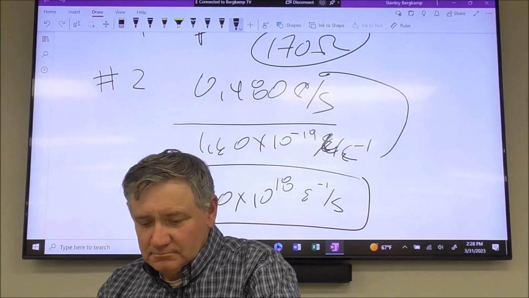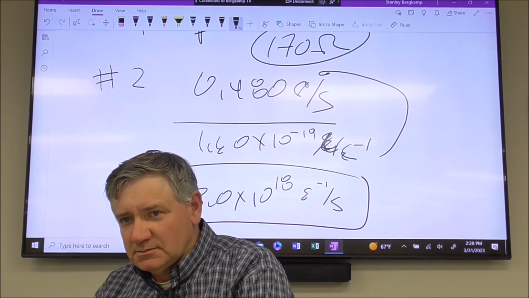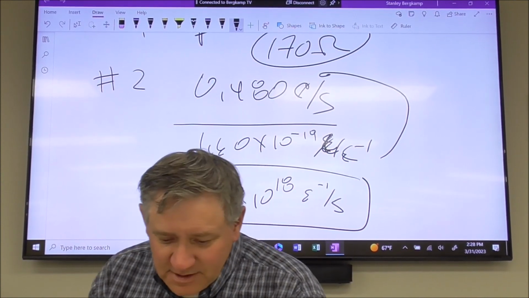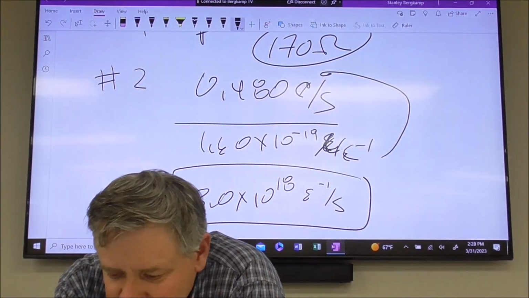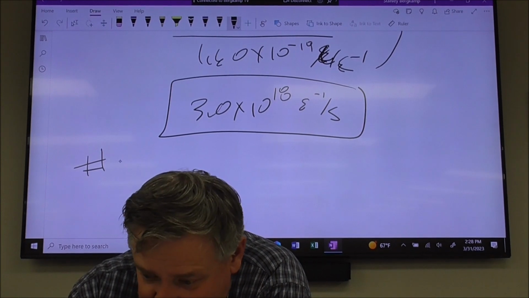But is amps not in joules per second? No, that's watts. Amps are coulombs per second. Okay, I forgot. Pay attention to your units. I don't know what my units were. Well, that was a good guess. If you don't know, I don't know either.